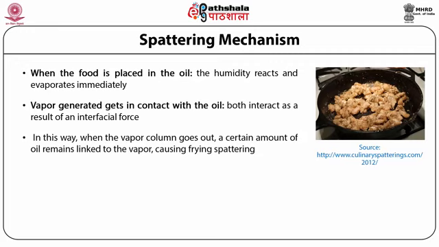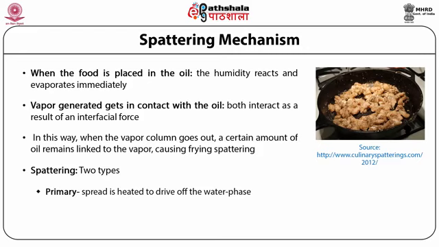This causes frying spattering. Again, this spattering can be classified into two types: primary spattering and secondary spattering. Primary spattering occurs when spread is heated to drive off the water phase, while secondary spattering occurs when water is added to the hot fat.